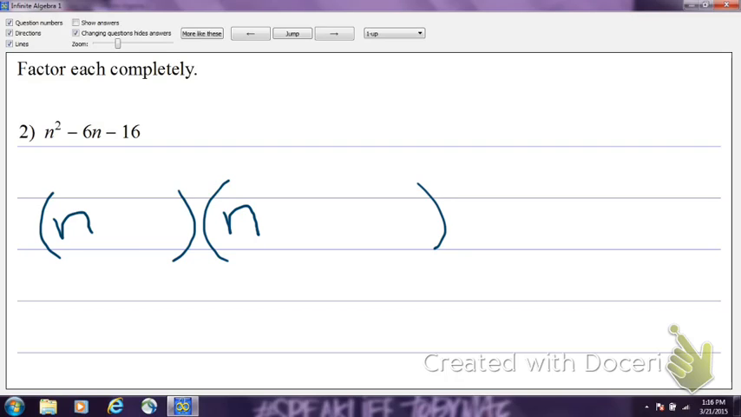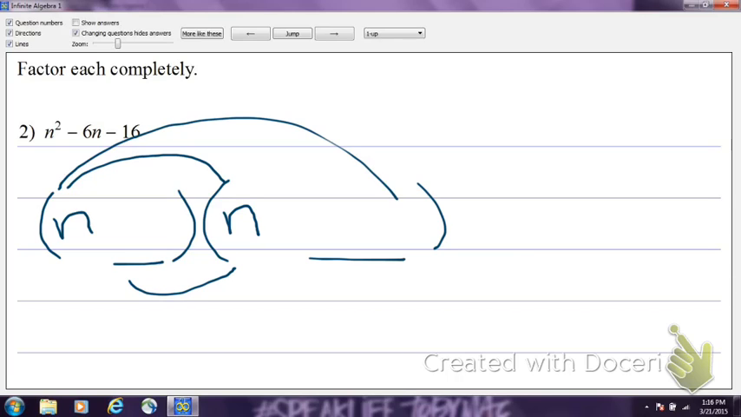The reason we're doing this is because if you were to FOIL this expression out, we know that this term times this term is n squared. This times this is going to get me something n. This times this is going to get me something n, which will add together to make the middle. And this times this, these two numbers are going to get me 16. So they essentially have to multiply to the end and also add to the middle.